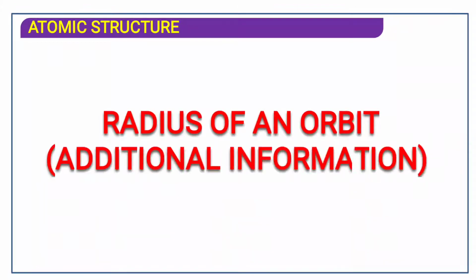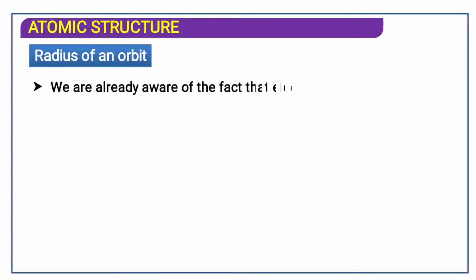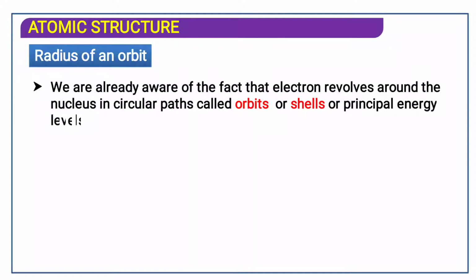Now we will see today the radius of an orbit. One of the numericals has been given to us on page number 42, problem number 4.7. Now the additional information regarding the radius of an orbit: the formula has been elaborated over here, and the actual derivation has been given in the 12th standard physics. There you will study how the formula has been derived.